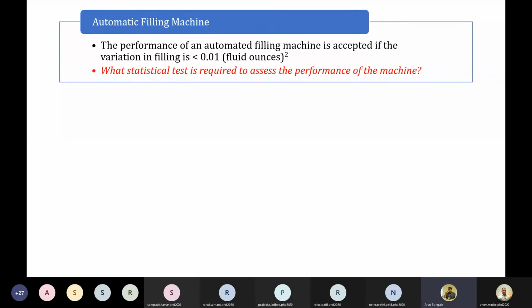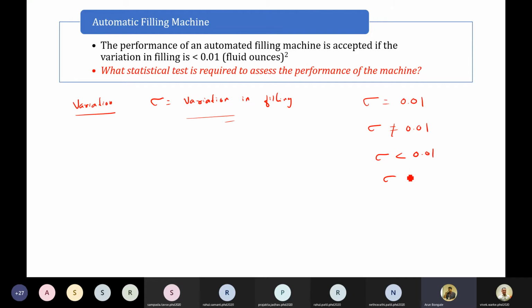Now what is the parameter of interest here? The parameter of interest is the variation in filling, let us say sigma. Sigma can be equal to 0.01, sigma can be less than 0.01, sigma can be greater than 0.01. These are the possibilities now.